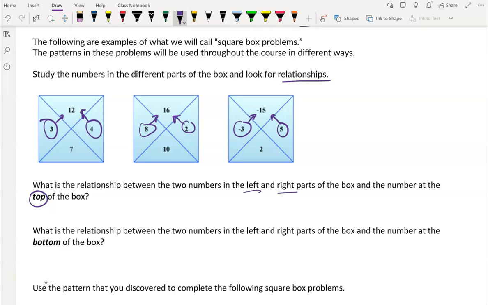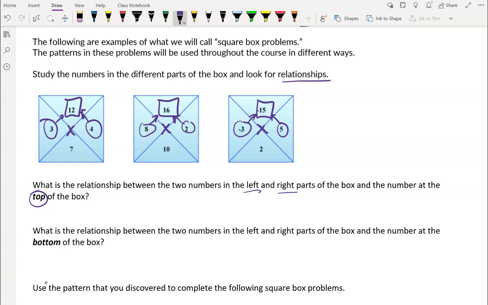And so, hopefully you discovered that 3 multiplied by 4 equals the product of 12. And 8 multiplied by 2 equals the product of 16. And you can assume that -3 times 5 equals a product of -15. Hopefully that's the relationship that you saw when you looked.